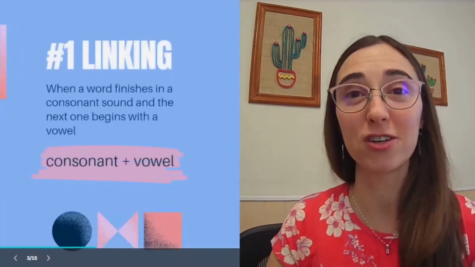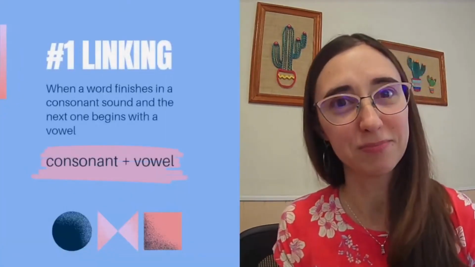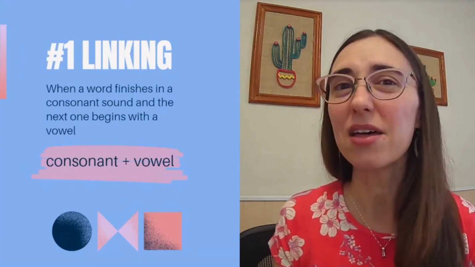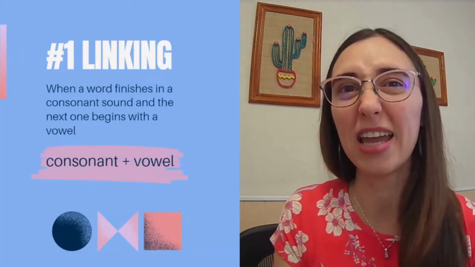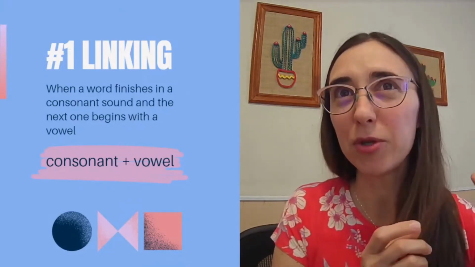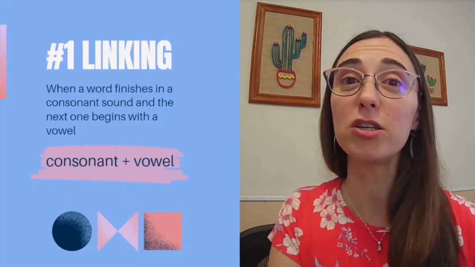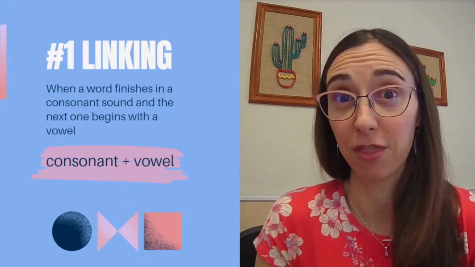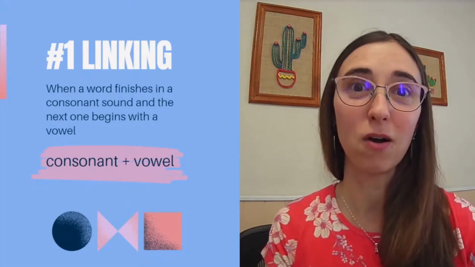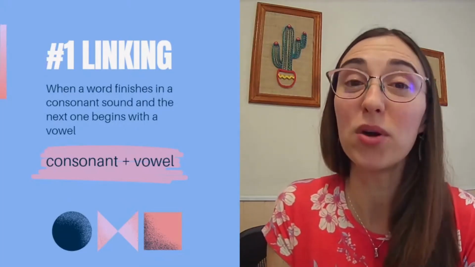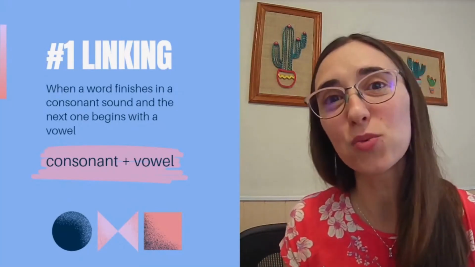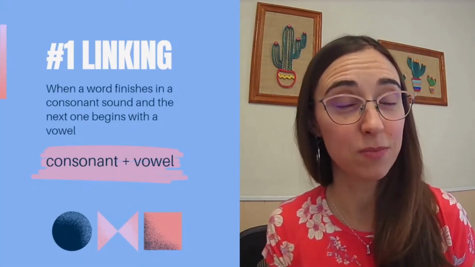Let's focus on the first one, the easiest one. This one is called linking. It also has other names like catenation or liaison, but this is the simplest term, and it will help you understand or directly go into the idea of joining something. This technique works on or is applied, let's say, when a word finishes in a consonant sound and the next one begins with a vowel sound.